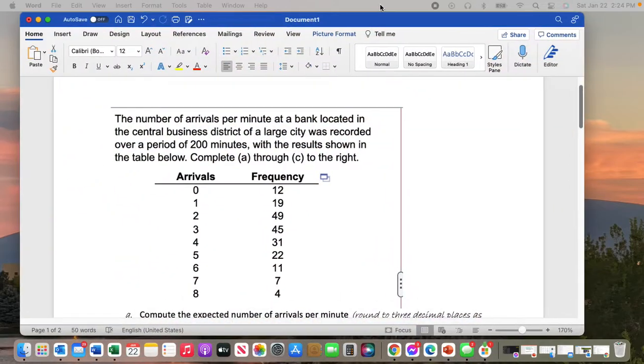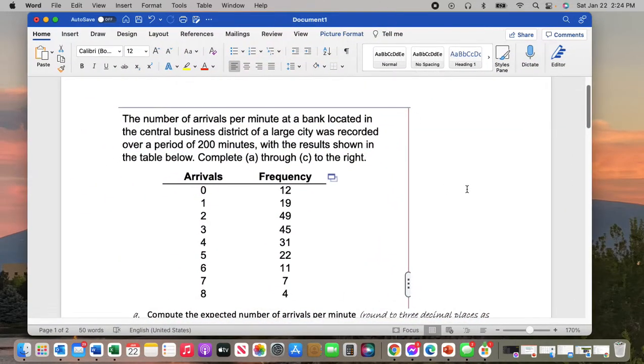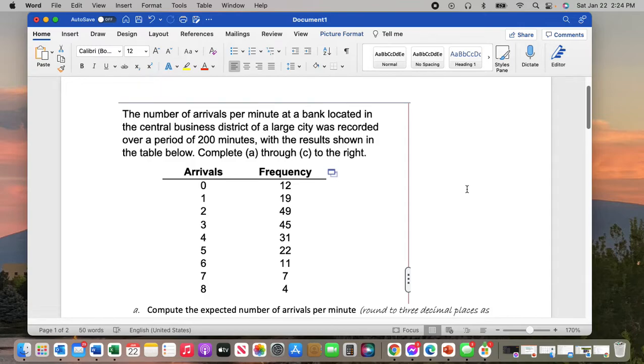All right, so here I do have a problem similar to the one that you have on your homework. And I know this is a little bit different than what the book goes over, so I wanted to explain a couple of things. The question says the number of arrivals per minute at a bank located in the central business district of a large city was recorded over a period of 200 minutes, with the results shown in the table below. Complete A through C to the right.